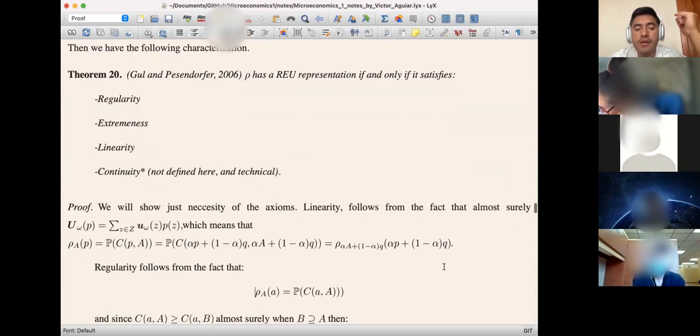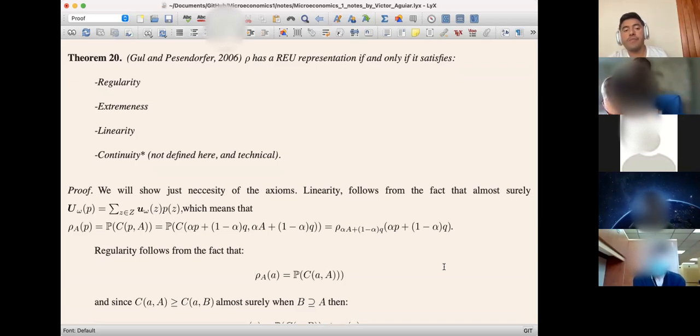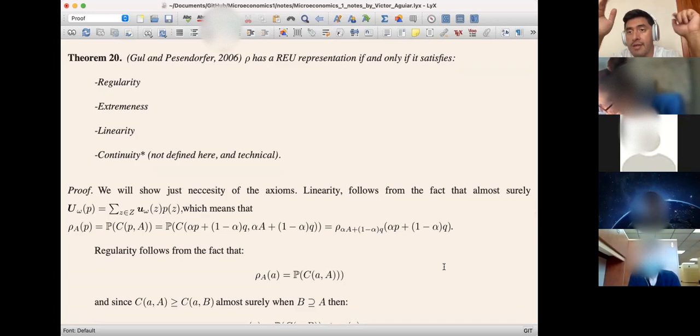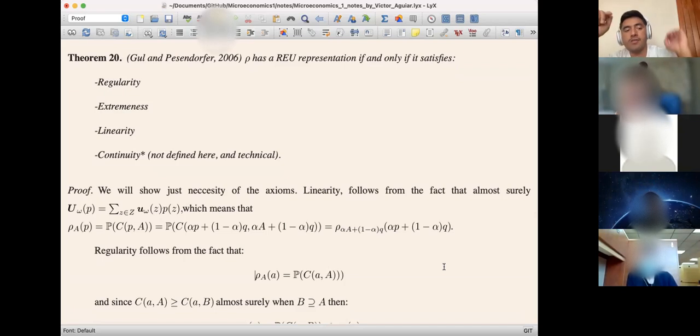So again, now we're going to formalize the necessity of the axioms, the things we just discussed informally. We're not going to prove sufficiency because it requires higher technical mathematics that we're not going to use here. So the only thing we're going to be satisfied with is taking Theorem 20 and showing that if rho has a random expected utility representation, then regularity and linearity follow, those two main things.